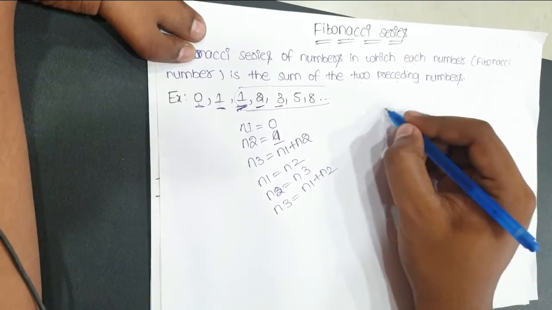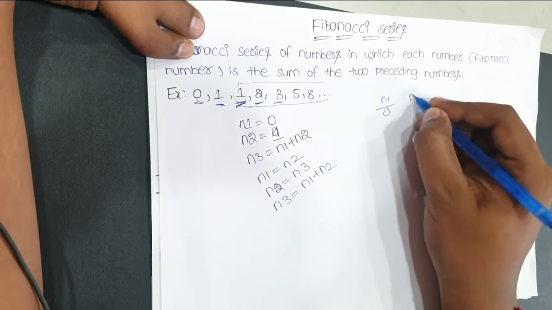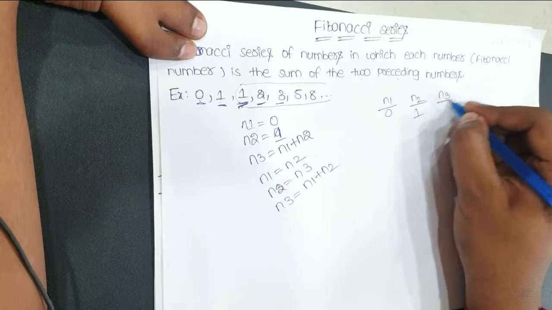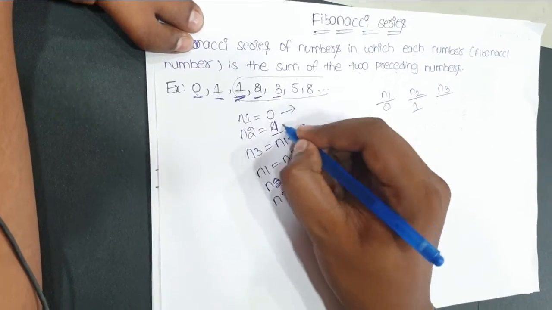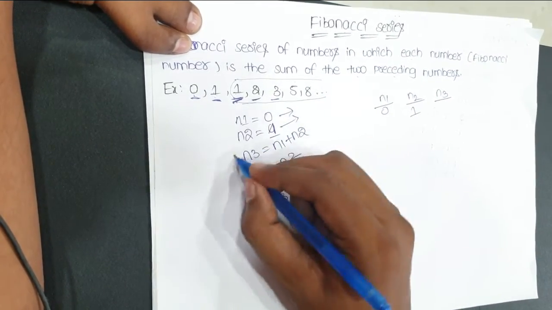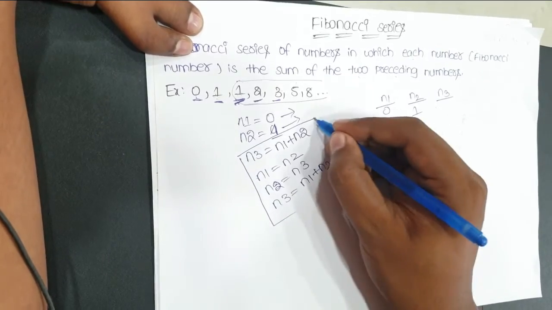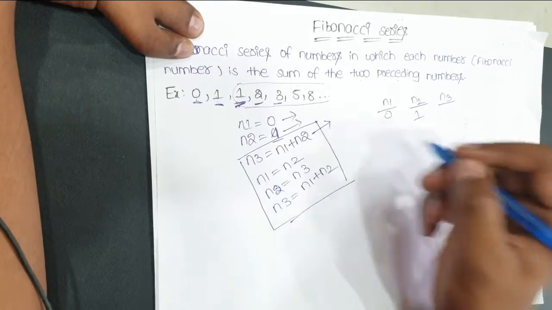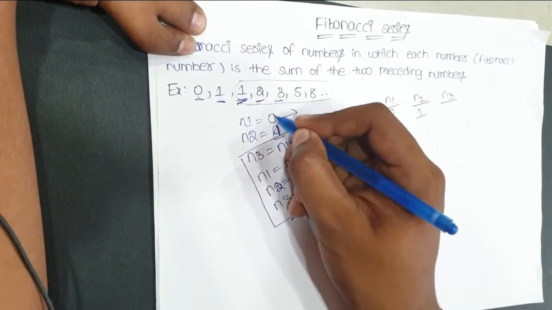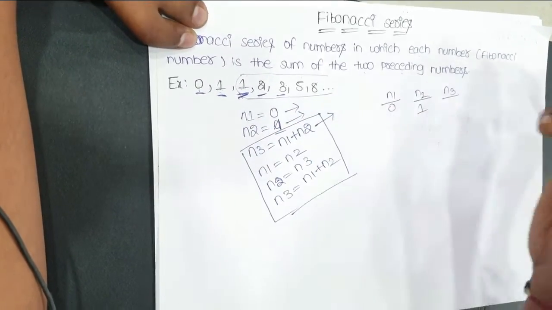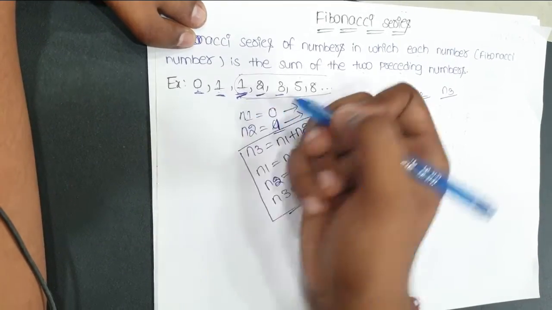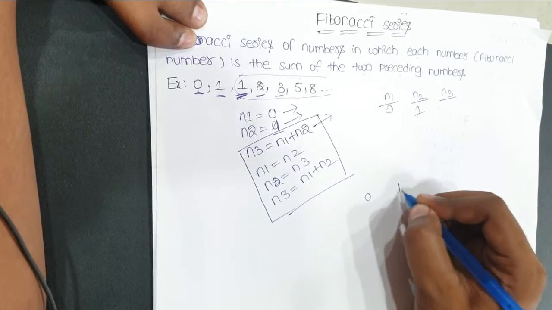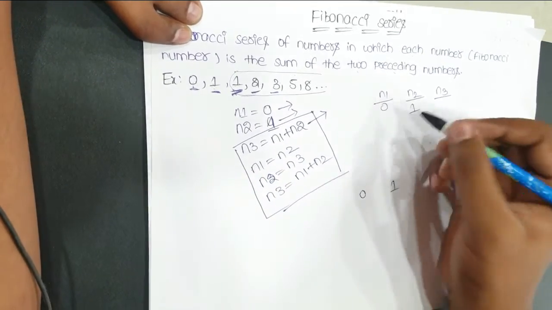For example, take the n1 value as 0, the n2 value as 1, and n3. Before the loop condition, first we need to print these values. First of all it will print 2 digits, which means the input number must be greater than 2, because these two are predefined numbers. So the program first prints 0 and 1.